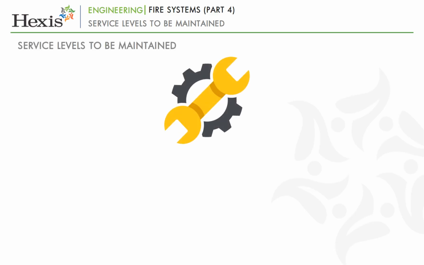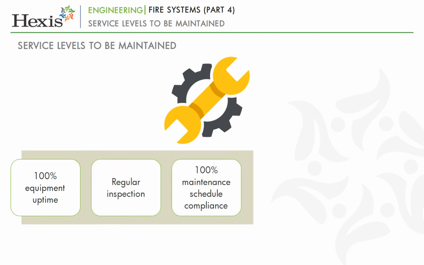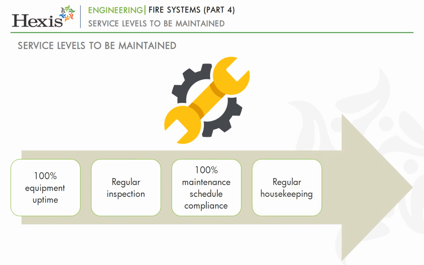Due to the criticality of the equipment, considering the valuable information or items in the critical rooms, it is essential that the systems are maintained in 100% operational availability status at all times. Let's look at some of the key points to remember. 100% uptime of equipment. Regular inspection of the system. 100% compliance with the maintenance schedule. Regular housekeeping in the equipment room. Prevent inadvertent operation of the system.